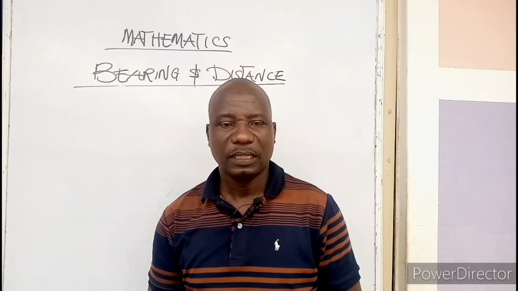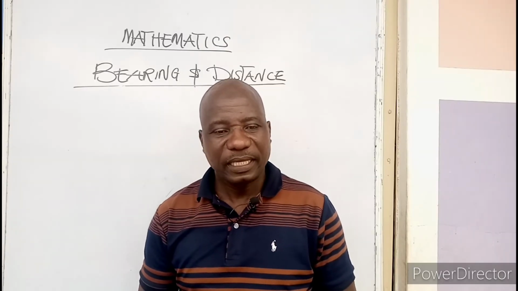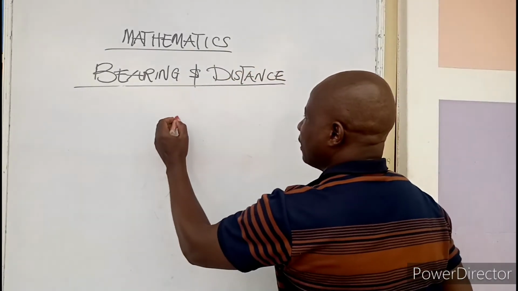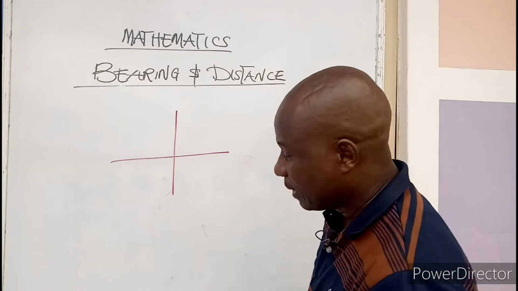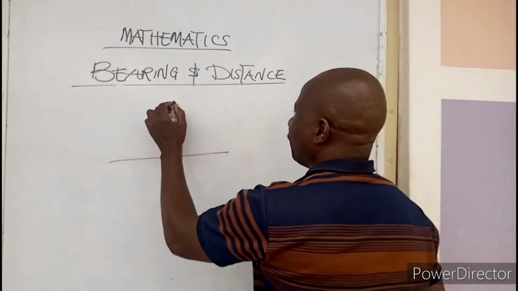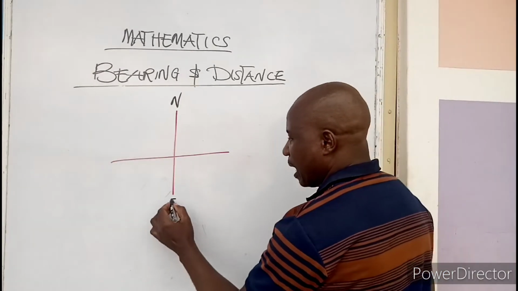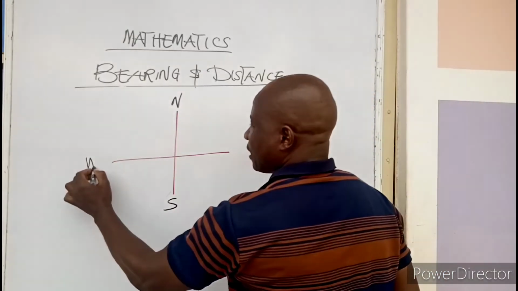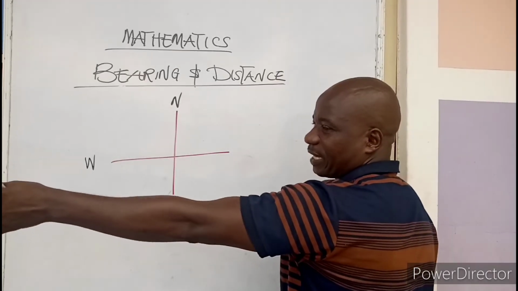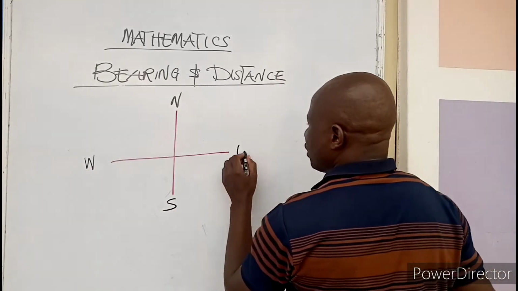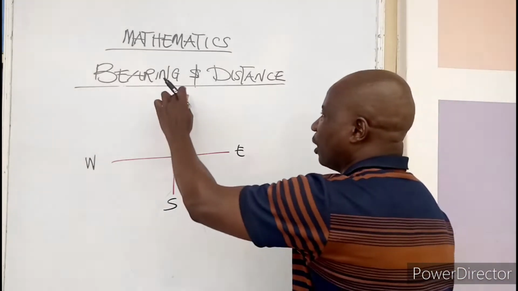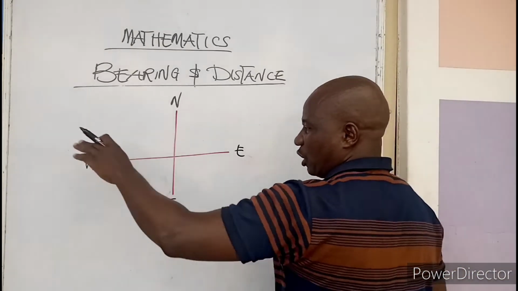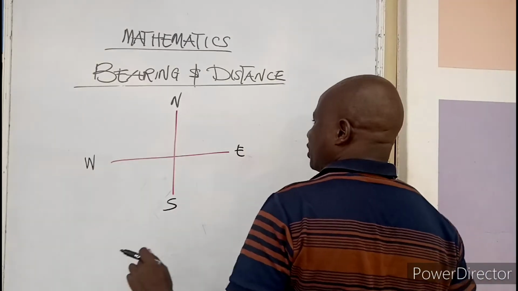Now, the next one is the cardinal points. This is our cardinal. We have the north, the south, the west, the east. How do we know the west? Your left hand side is the west, and your right hand side is the east.